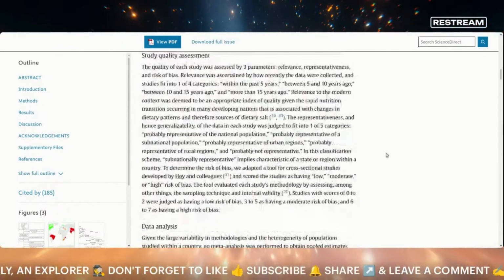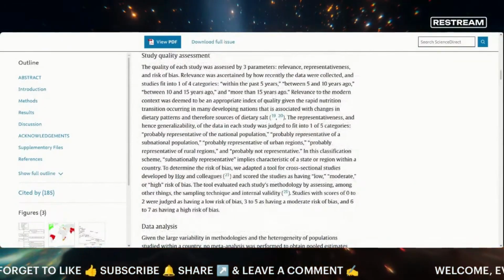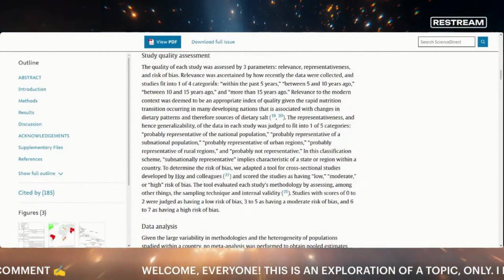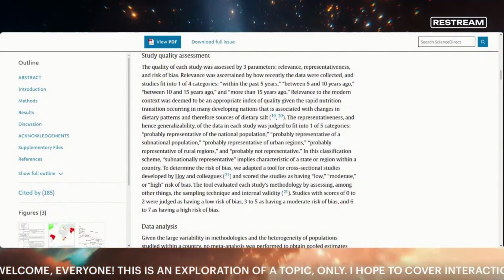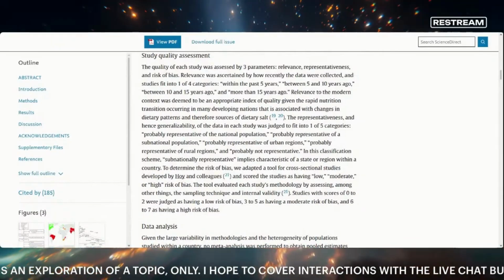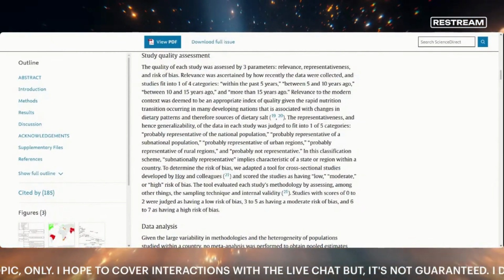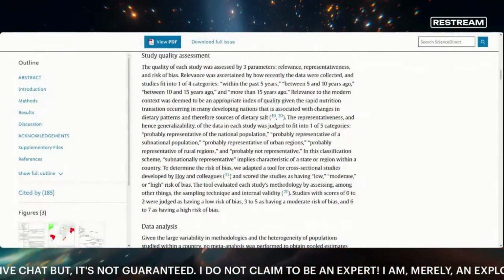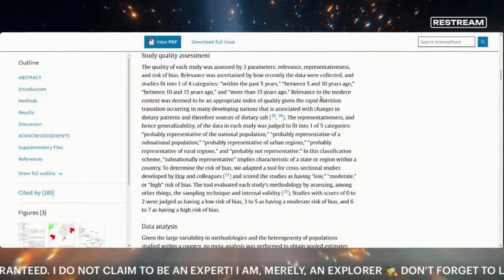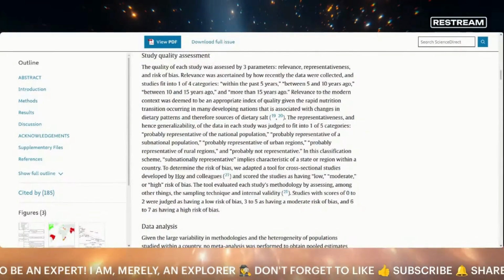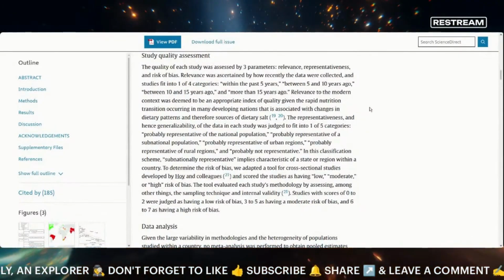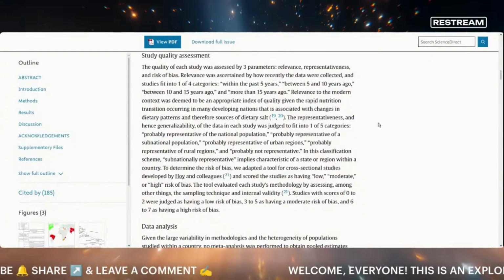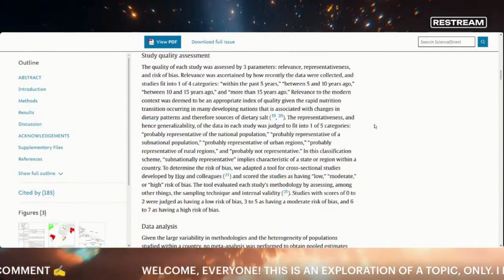Study quality assessment. The quality of each study was assessed by 3 parameters: relevance, representativeness, and risk of bias. Relevance was ascertained by how recently the data were collected, and studies fit into one of 4 categories: within the past 5 years, between 5 and 10 years ago, between 10 and 15 years ago, and more than 15 years ago. Relevance to the modern context was deemed to be an appropriate index of quality given the rapid nutrition transition occurring in many developing nations that is associated with changes in dietary patterns and therefore sources of dietary salt.